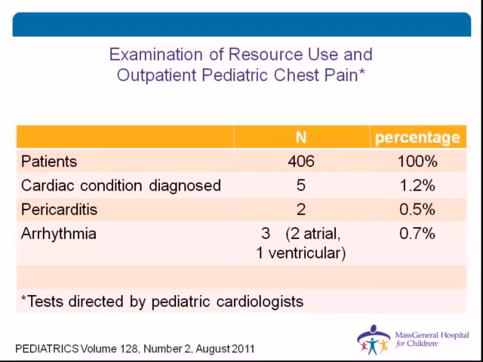To underscore this point, there's a study that was performed in a high-volume outpatient pediatric cardiac center evaluating patients with chest pain. That is, these are patients referred to a pediatric cardiologist. Over the duration of the study, 406 patients were evaluated. And among those 406 patients that were evaluated, only 5 of the patients had a cardiac condition diagnosed, representing only 1.2% of this population. Pericarditis represented 2%, or 2 out of the 406 patients seen, and arrhythmia represented 3.